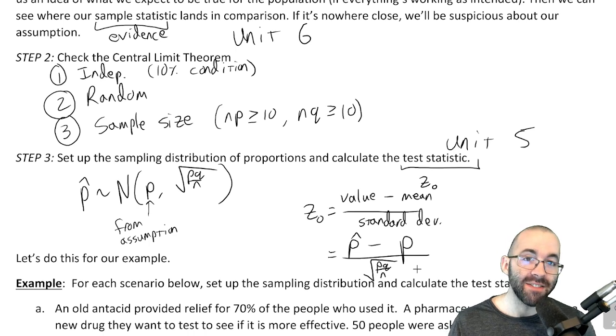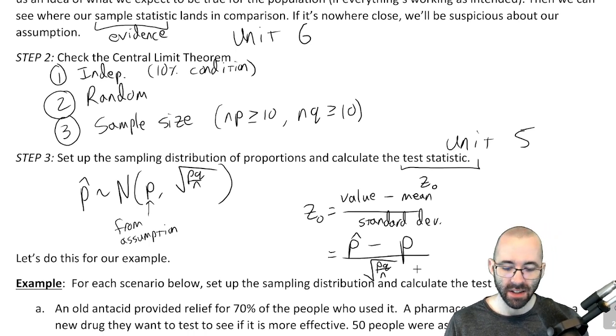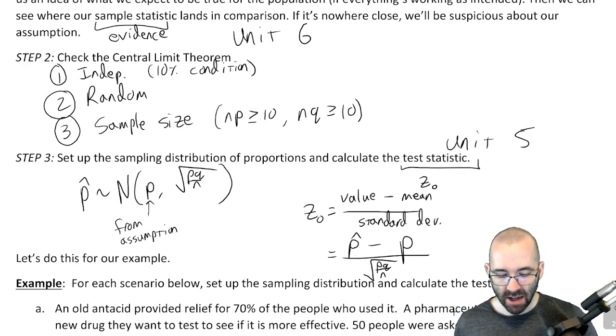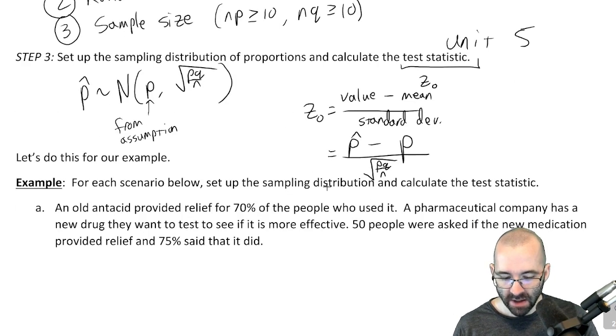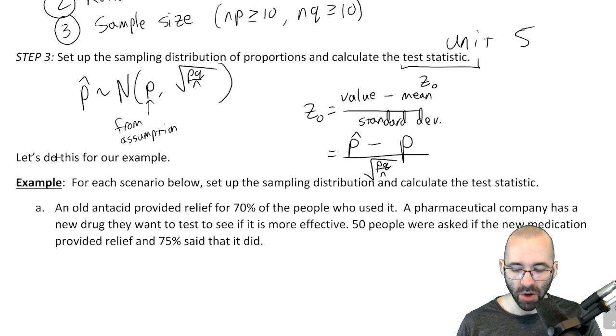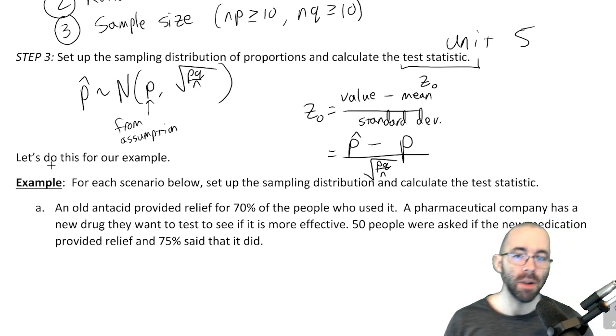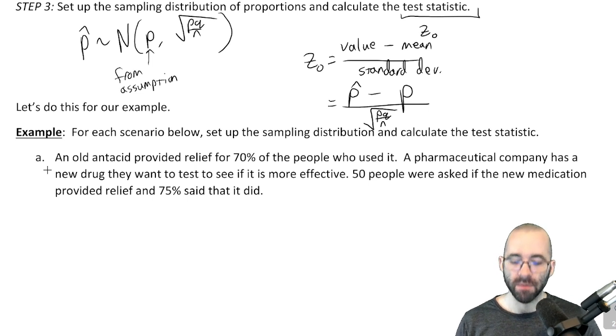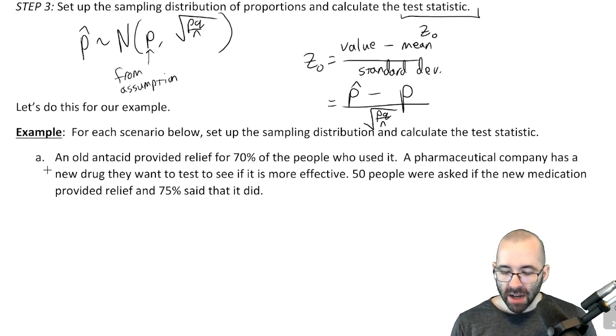So this is a lot. Let's break it down. Let's do this for this one first, and then we'll go back to our old example and put it together. I don't want to have to turn pages that much. So let's go back to this old antacid situation. Set up the sampling distribution and calculate the test statistic.